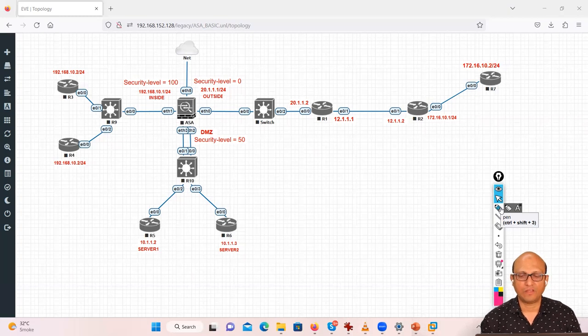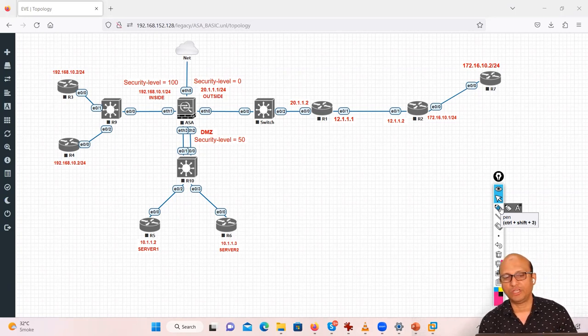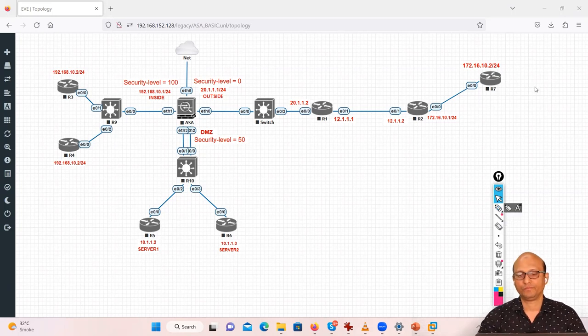It depends. Like suppose you, so this is implicit policy. This is what? Implicit rule. This is what? Default rule. What is the default rule? Any traffic that is coming from low security level to high security level will be intercepted, stopped, not allowed. Any traffic that is coming from high security level towards low security level will be allowed without any issue. Clear?